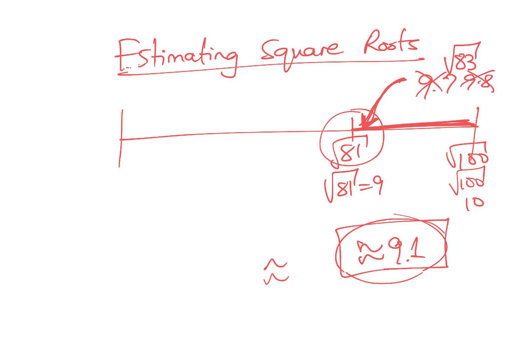Your book goes on to give a few more examples with these approximations. When you give an approximation, feel free to multiply it by itself to see how close you are to the number in question. So you take 9.1 and multiply it by itself, 9.1 times 9.1, we get 82.81, and that's close to 83. So that's a good approximation.